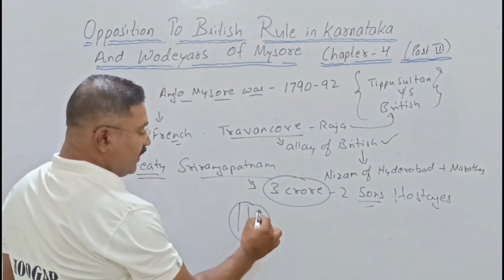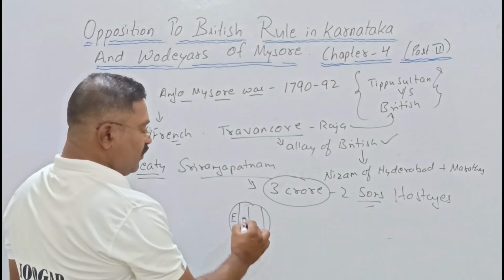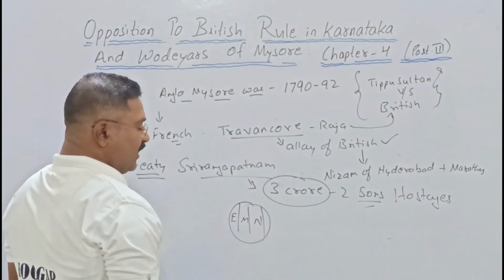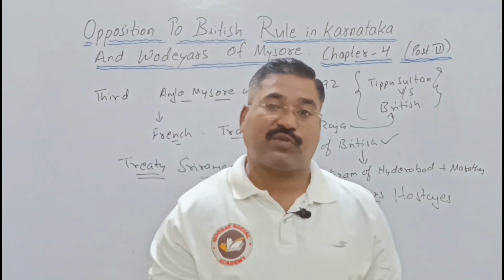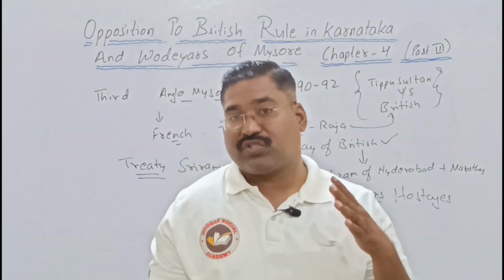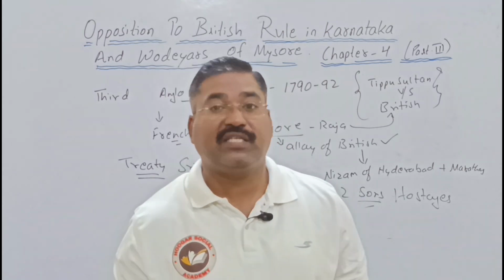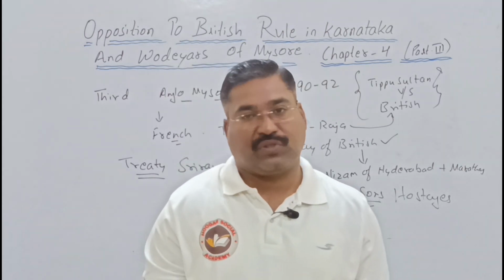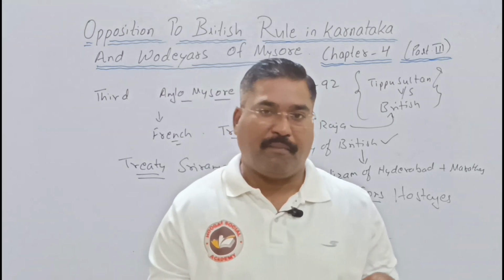Mysore was divided into three parts. One was ruled by the English, one by the Marathas, and one by the Nizam of Hyderabad. In this way, Mysore was divided into three parts. So the Srirangapatnam Treaty was one of the humiliating treaties signed by Tipu Sultan, to save only the place called Mysore.